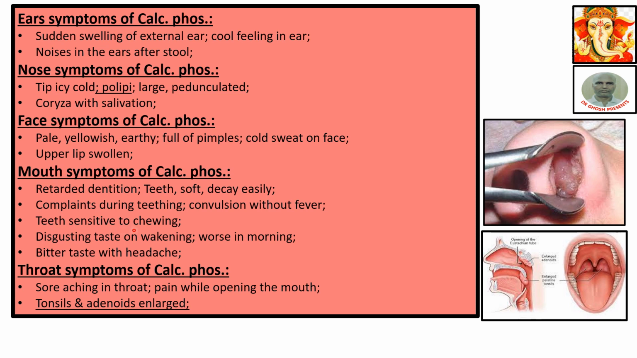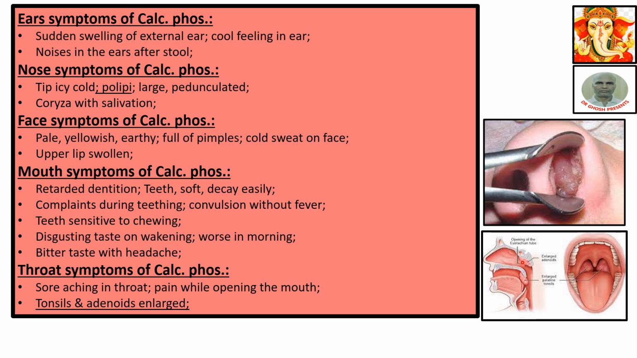Teeth symptoms: teeth sensitive to chewing, disgusting taste on awakening, worse in the morning, bitter taste with headache. Throat symptoms of Calcarea phos: sore aching in throat, pain while opening the mouth, tonsils and adenoids enlarged. Look at this figure. These two are tonsils.